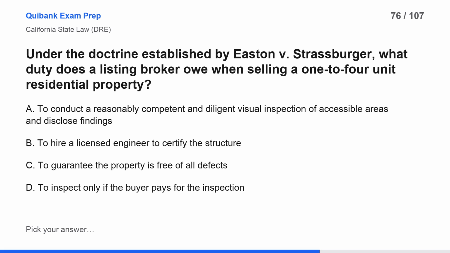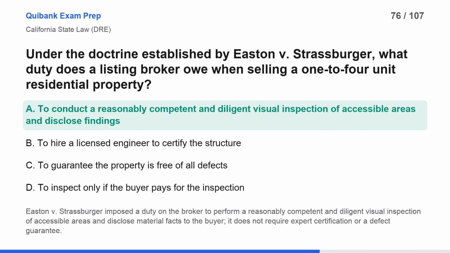Question 76. Under the doctrine established by Easton v. Strasburger, what duty does a listing broker owe when selling a 1 to 4 unit residential property? A. To conduct a reasonably competent and diligent visual inspection of accessible areas and disclose findings. B. To hire a licensed engineer to certify the structure. C. To guarantee the property is free of all defects. D. To inspect only if the buyer pays for the inspection.